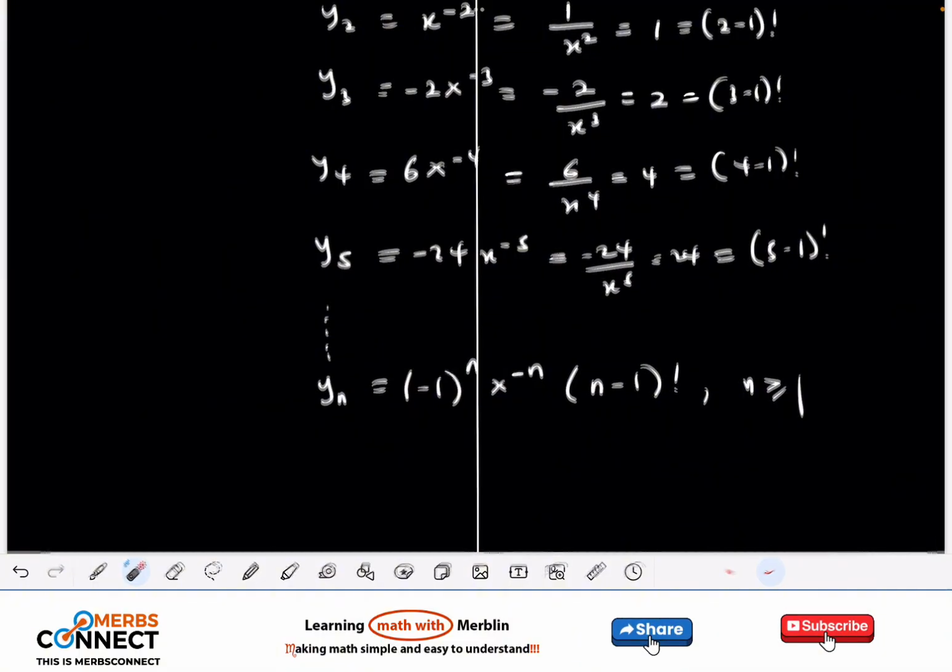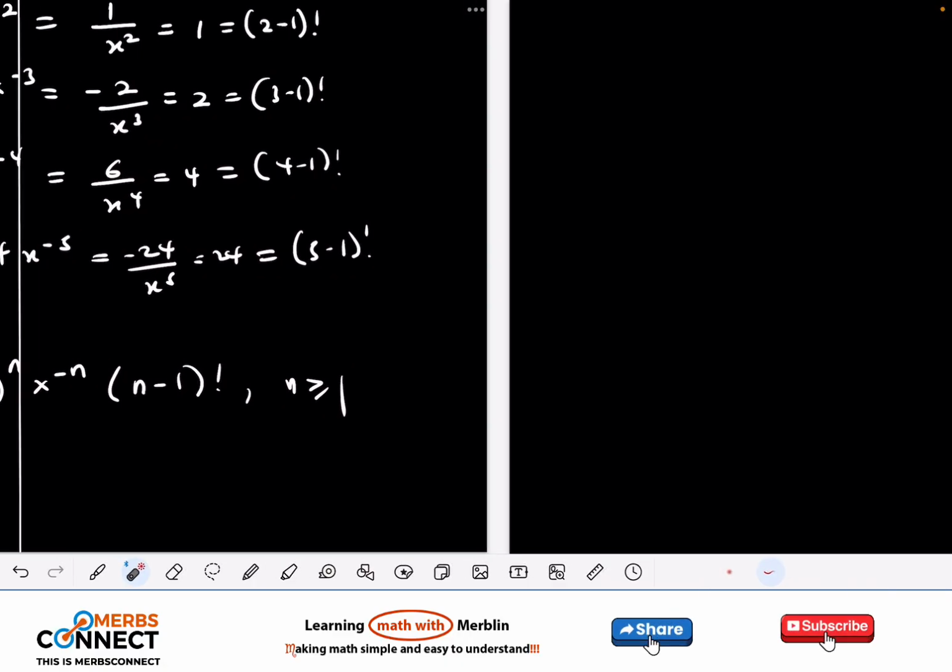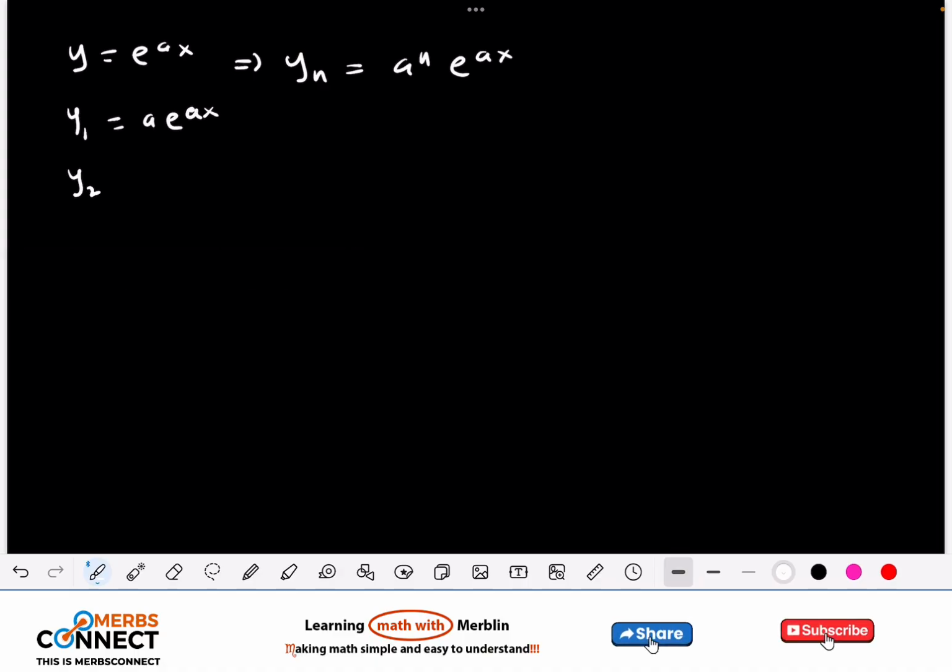So we have a lot of functions and they have n-th derivatives, right? We can have a lot of functions with the n-th derivative. For example, if I have y is equal to e to the power ax, right? Its n-th derivative will be equal to a to the power n times e to the power ax. So that will be the n-th derivative. How did I see that? y1 is the same as a e to the power ax. y2 is the same as a squared times this. y3 is also the same as a to the power 3 times that.